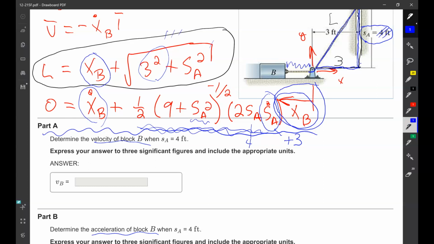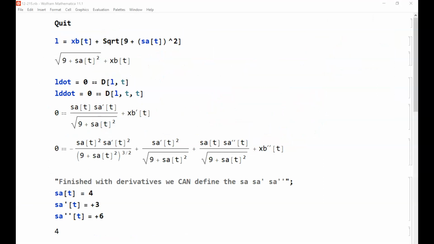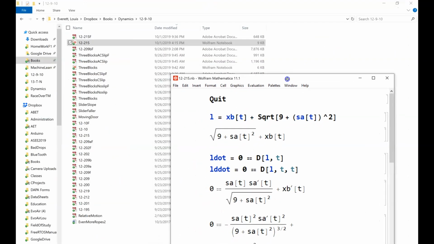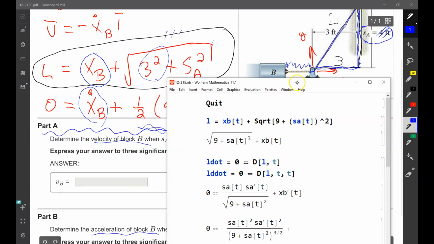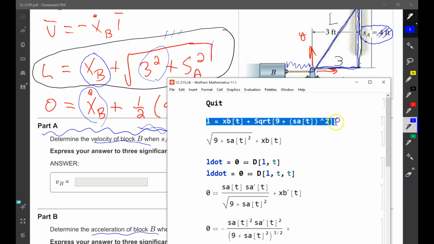I'm not going to take that derivative by hand. It's not impossible, it just takes time. So I'm going to do it with Mathematica, and I'll show you that in a second. Okay, I've pulled up Mathematica here, and what I've done is I've entered in the equation for the rope right here. So L is equal to XB of T right here. Bracket T tells Mathematica that XB is a function of time, so it changes when time changes.